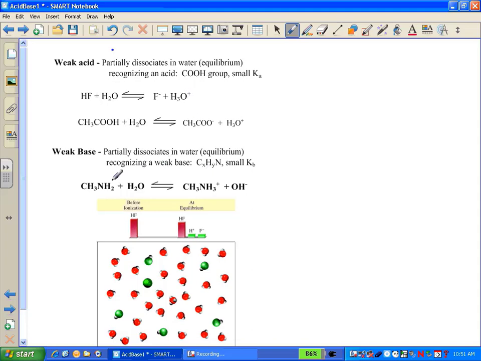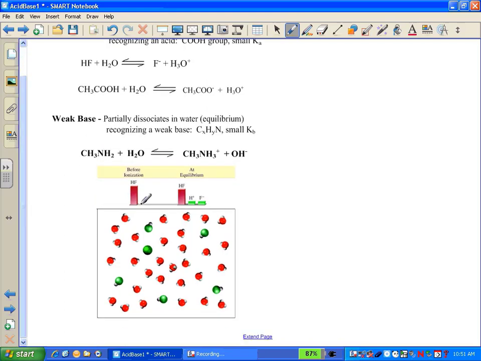Weak bases are those organic bases that I discussed earlier. So you'll see they've got some carbon and hydrogen, okay, and then they've got the nitrogen in them, and the nitrogen is where there's a lone pair that accepts the proton.